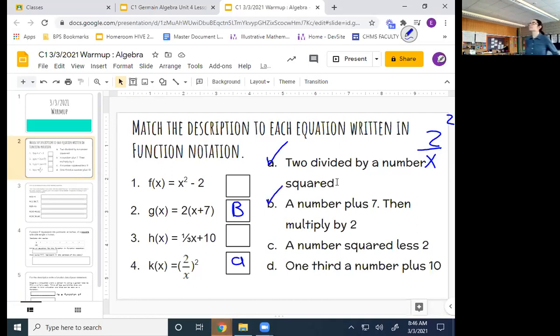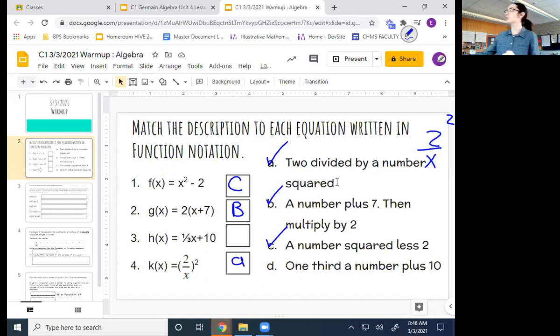Okay, now next, a number squared less 2. What does it mean when it says less 2? Good, Naseem. Yes, Abby Wasta. When it says less 2, that means minus 2. Exactly, Kyle Kelly. Exactly, Junior. So if it's going to be less 2, subtract 2, a number squared, x squared less 2, matches with number 1.